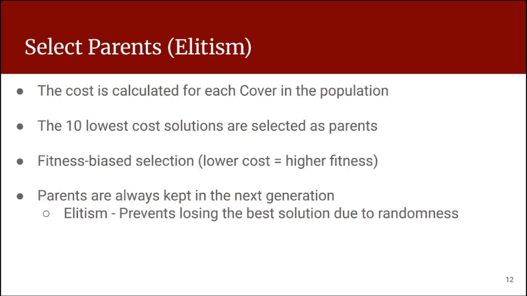So once we have a full population, we calculate the cost of each cover. We'll use a fitness bias selection, so the 10 lowest cost solutions are kept into the next generation and used as seeds to form the children for the next generation. And by doing this, we prevent the lowest cost from ever going up, since we're preserving the lowest cost from each generation.